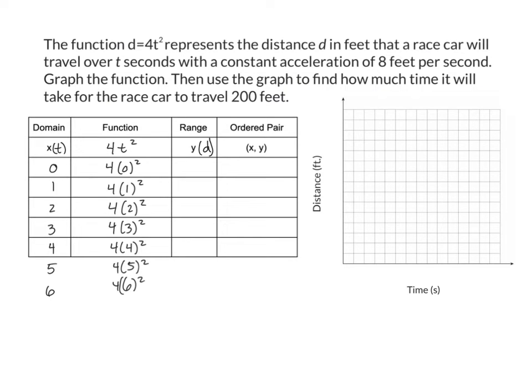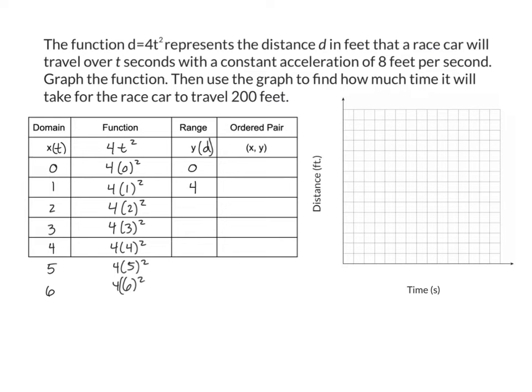So when x is 0, the range of y is also 0. 0 times 4 is 0. 1 times 1 is 1 times 4, which is 4. And so now I'm just solving for the range using the order of operations.